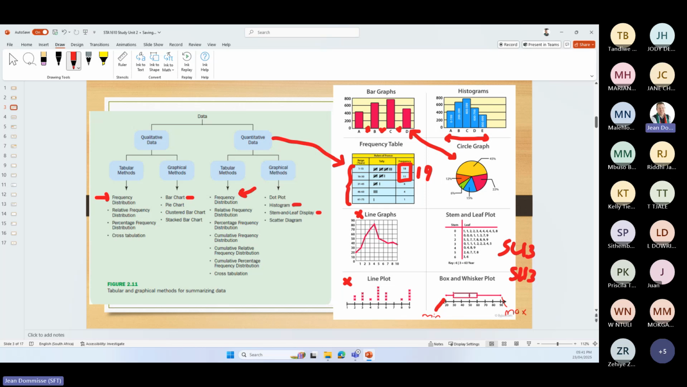Then the start of that box will be quarter 1. Again, all in study unit 3. The end of that box is quarter 3. And the middle of that box is your median. Okay, so this is all of the box and whisker we will do in study unit 3. Okay, so it's being introduced in study unit 2, but we will go into much finer detail of it in study unit 3.